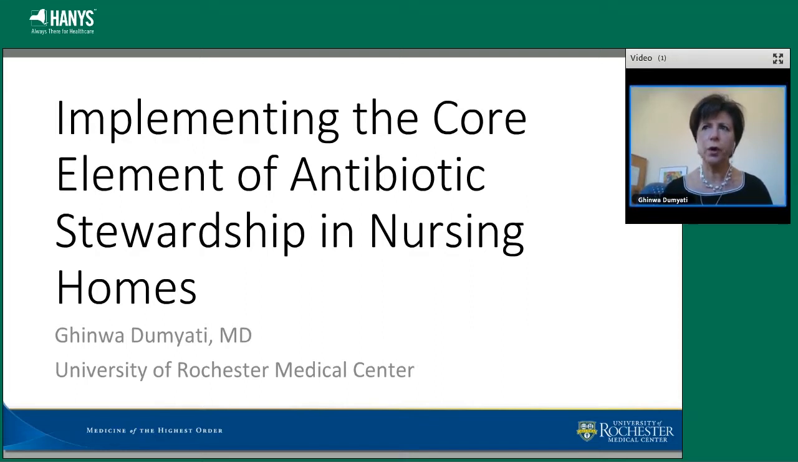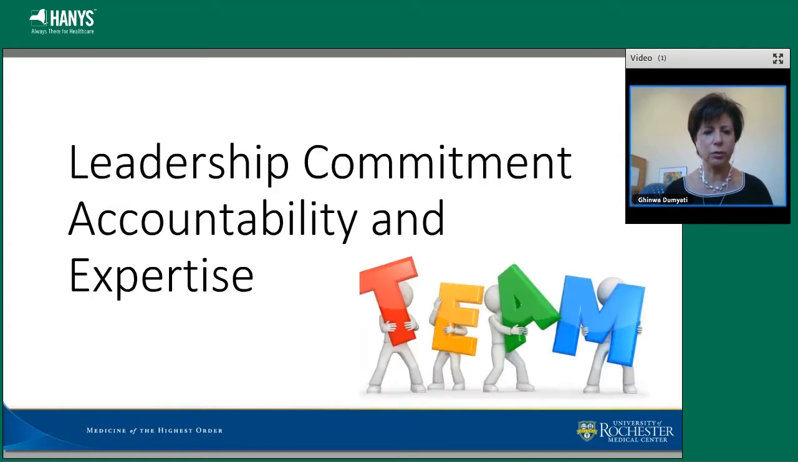And I'm going to follow the 7 core elements of the recommendation by the CDC. It's recommended by the CDC that you start your program by getting leadership commitment, accountability, and expertise. What I want to emphasize, for any project to be successful and sustainable, you really need a core of people that are interested and that can work together to make this program succeed.